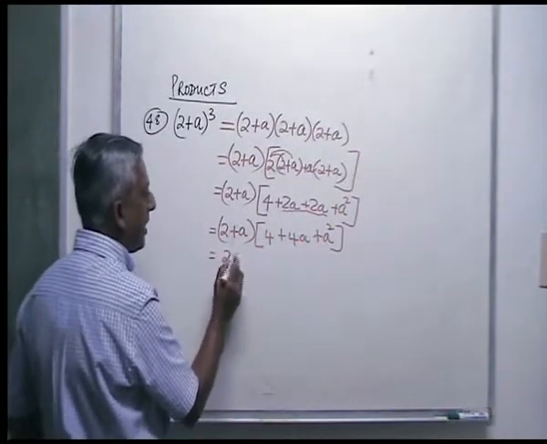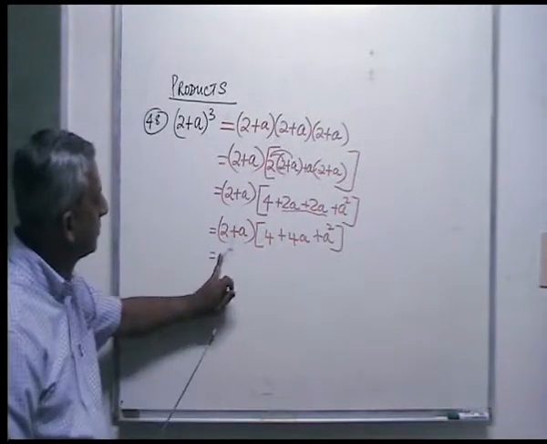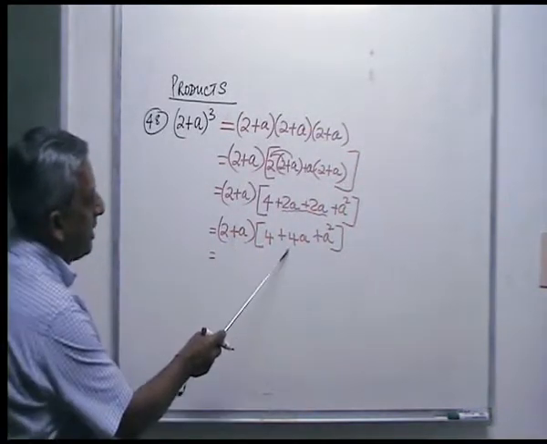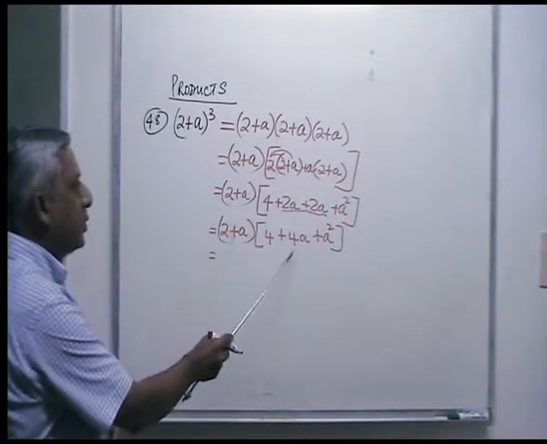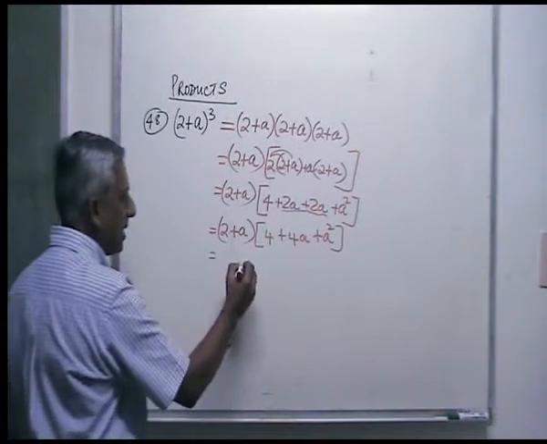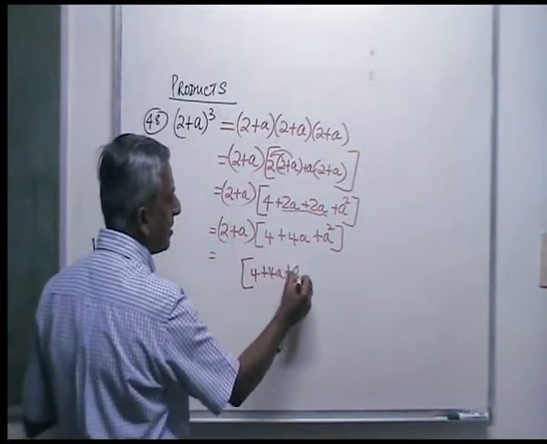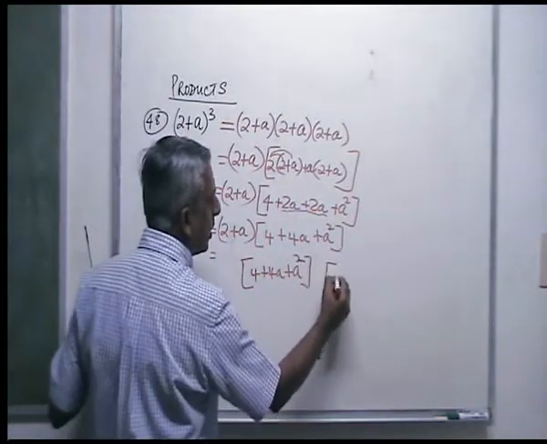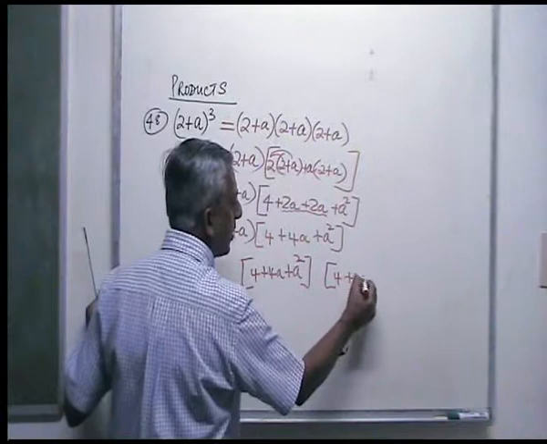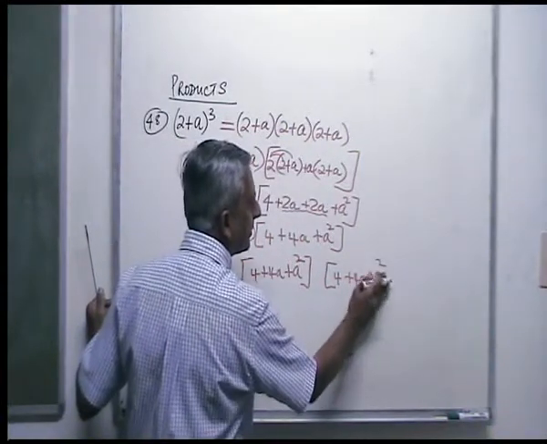And just right now we are ready. So we've got that. We've got 2 brackets, so the second bracket must be written 2 times. So I'm going to write it 2 times: 4 plus 4a plus a squared.